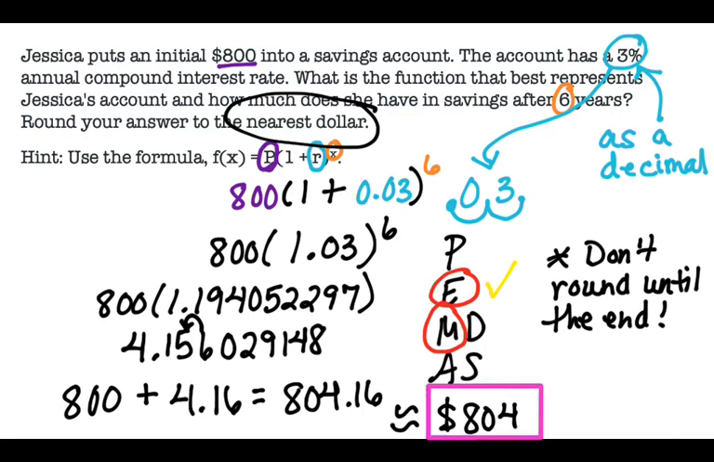And you're probably wondering, wow, that is not very much money. She only earned $4 in 6 years, and it was $800. $800 is a lot of money. Well, 3% isn't a very high interest rate. So in order to earn a lot of money on a 3% savings account, you have to have a lot of money in there to start.